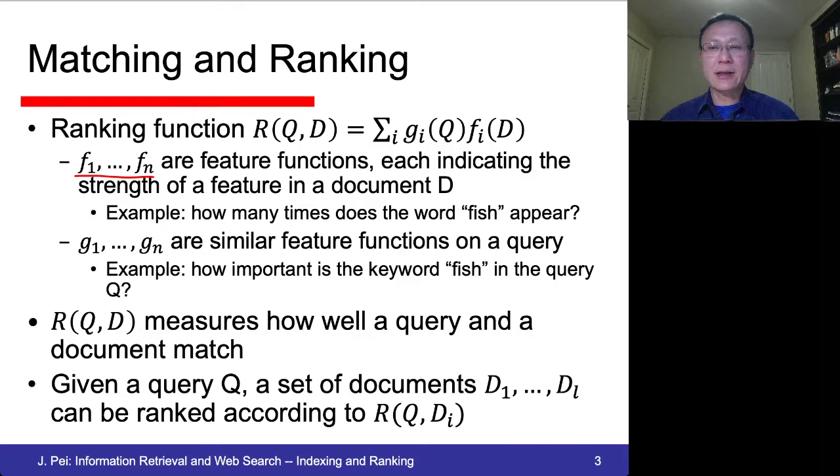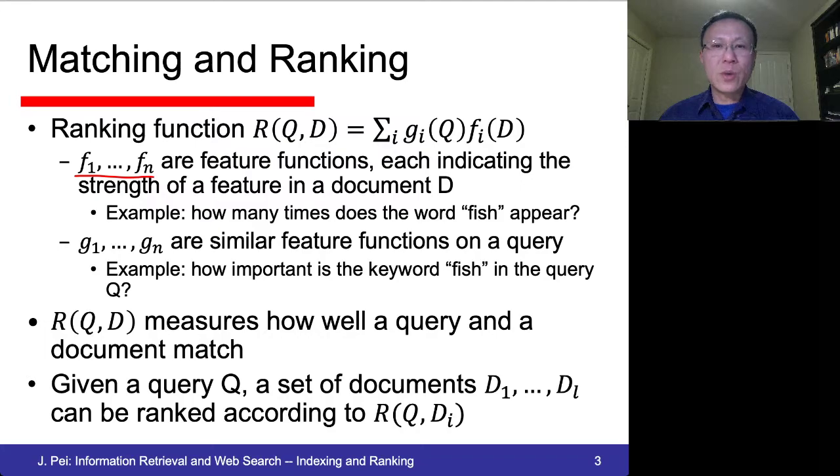This may sound a little bit hard to understand. Let me give you a concrete example. For example, one feature could be how many times the word fish appears in the document. As you can see, the larger the number of times fish appears in the document, the more relevant the document may be related to fish.